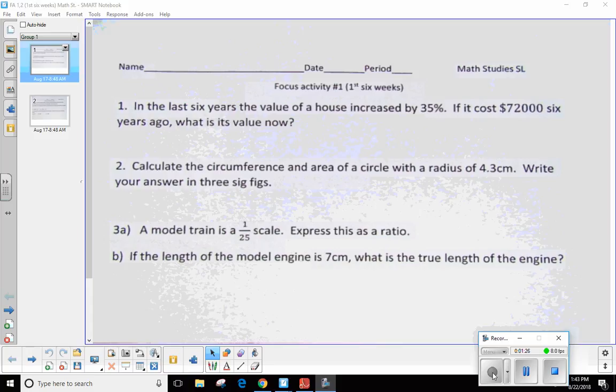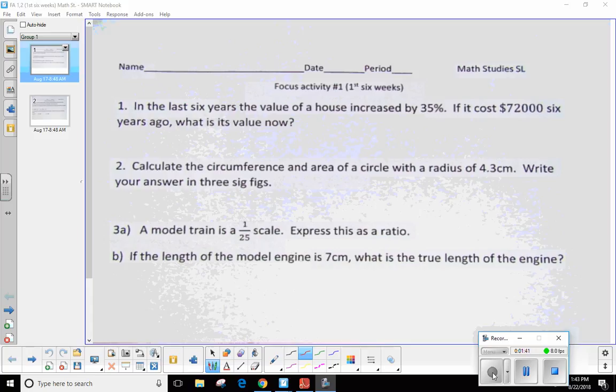So let's see. Number 1. In the last 6 years, the value of a house increased by 35%. If it cost $72,000 6 years ago, what is its value now? So how would I set this up? What type of function does this describe?